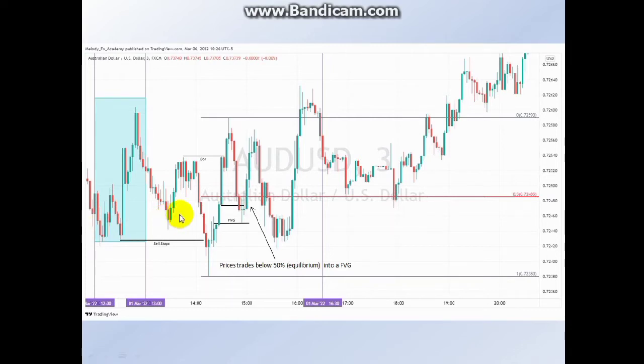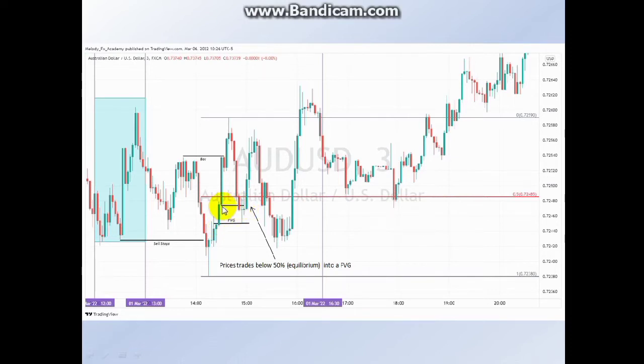So this is why I didn't use the first fair value gap we saw here as an entry: this fair value gap is above the 50% level, and it is found in the premium environment. I was much more interested in this fair value gap because it is below the 50% level, in a discount price, in a discount environment.